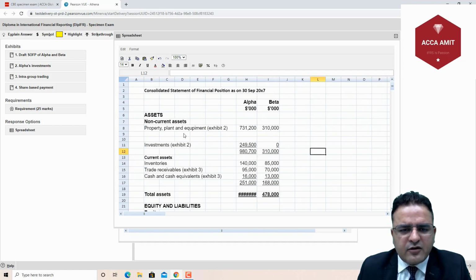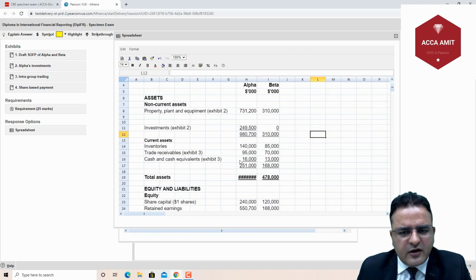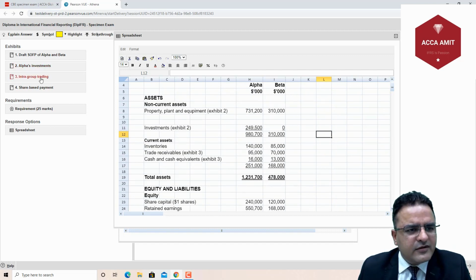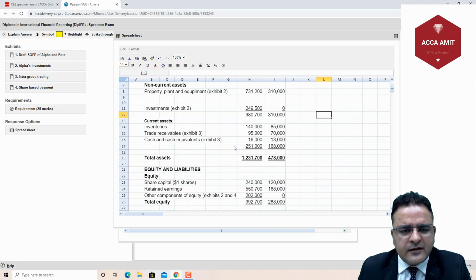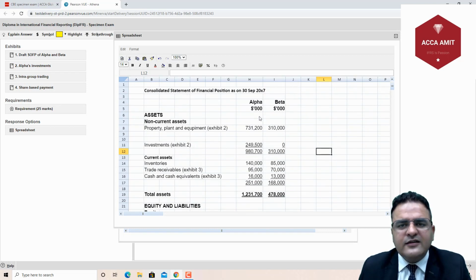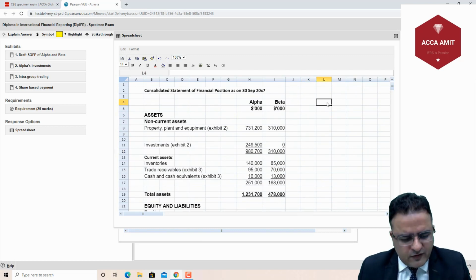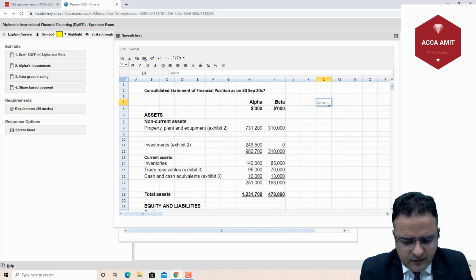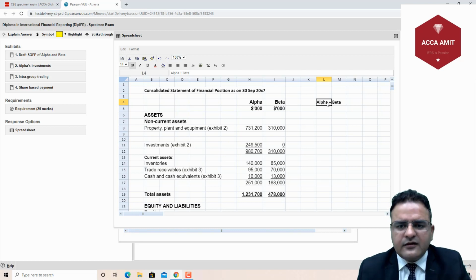So there is property, plant and equipment, with Exhibit 2 for it. Alpha's investments we will be reading shortly. Inventories are given to us. There is an Exhibit 3 relating to the inventory. There may be some intragroup trading which we need to deal with. Cash and cash equivalents are related to the intragroup trading of Exhibit 3. Under equity and liabilities, the share capital of parent Alpha and Beta is given to us, and we'll be rounding it to 1000. So that means we need to present the financial statements of Alpha plus Beta. This is what we'll be doing.